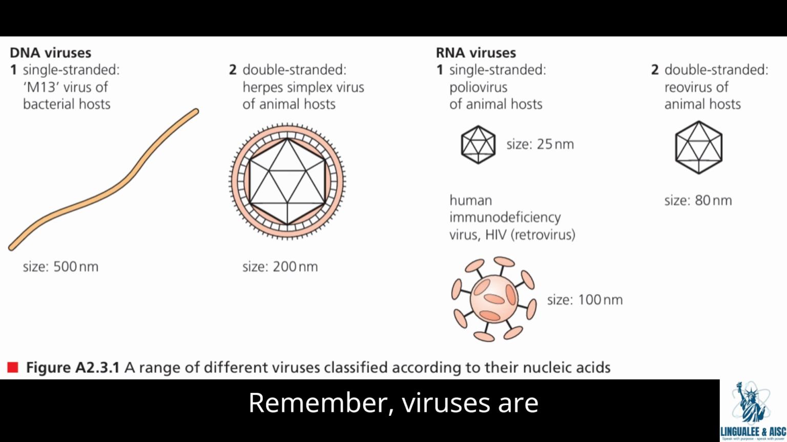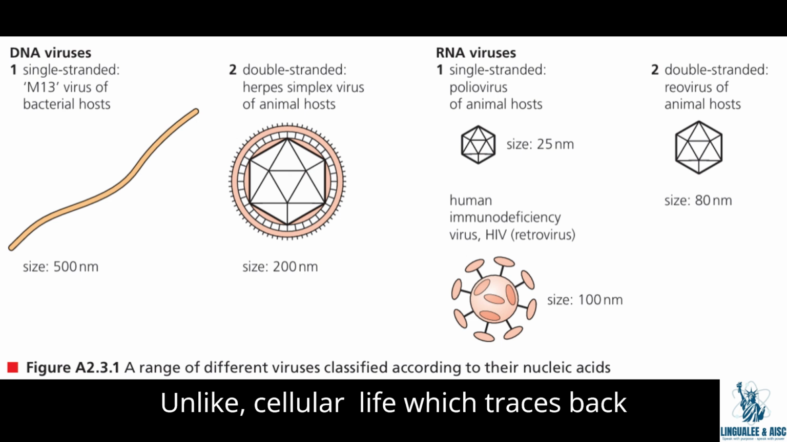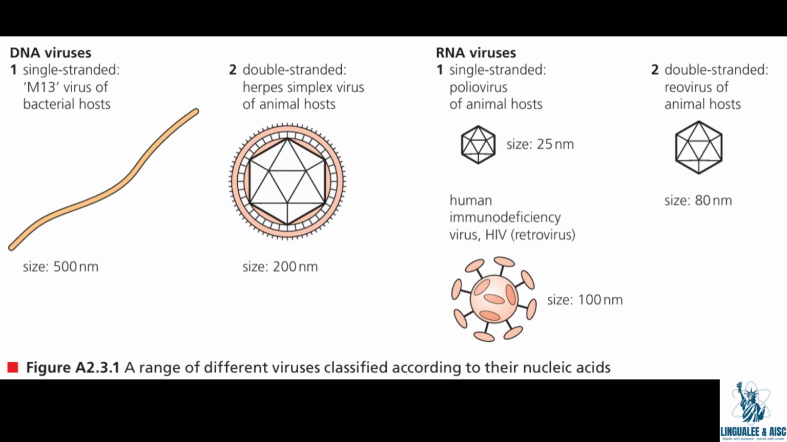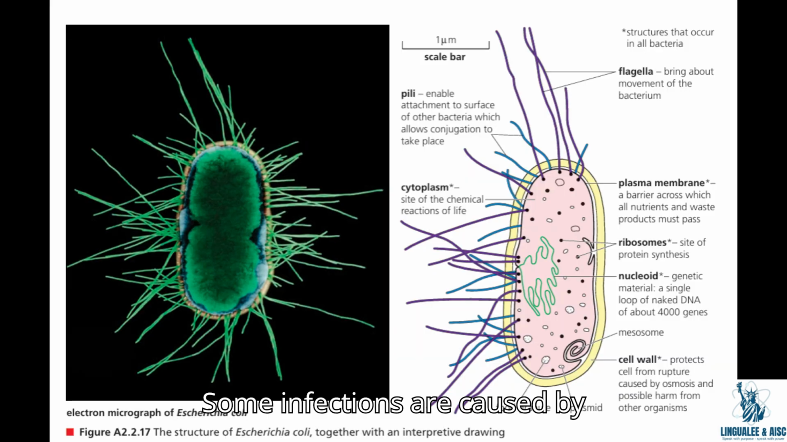Remember, viruses are excluded from both the Linnean hierarchy and the three-domain system. Unlike cellular life, which traces back to the last universal common ancestor, viruses can have multiple independent origins. For that reason, virologists often sort them by genome, DNA or RNA, single or double-stranded, and for RNA, positive or negative polarity. Some infections are caused by microorganisms like bacteria.